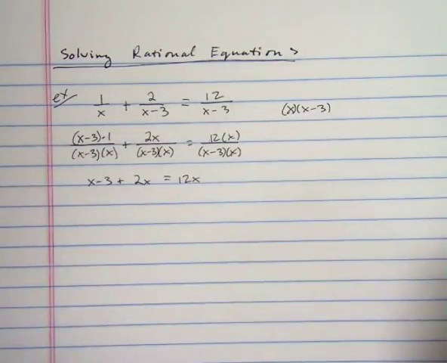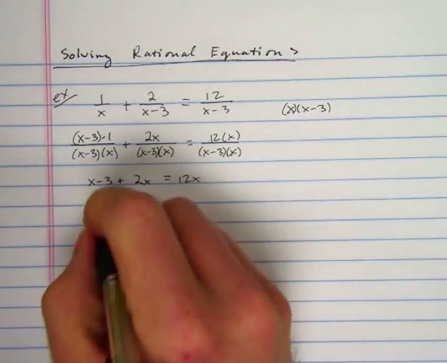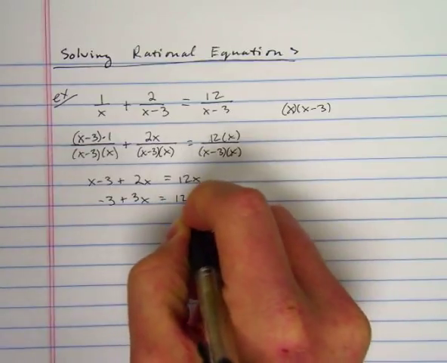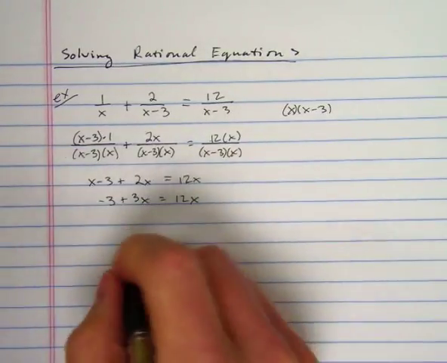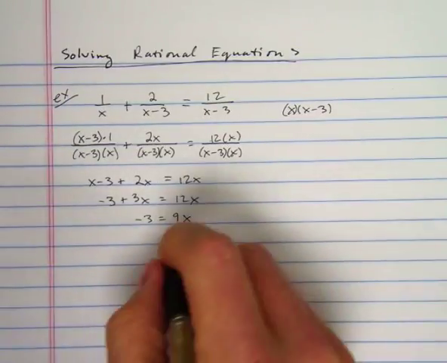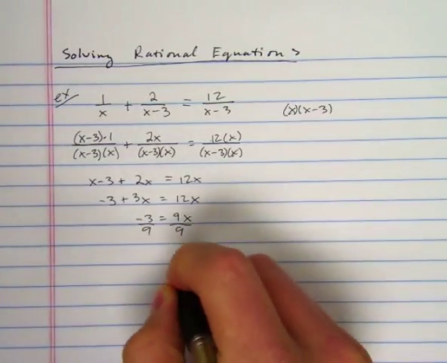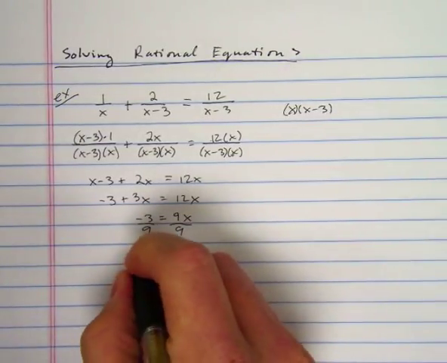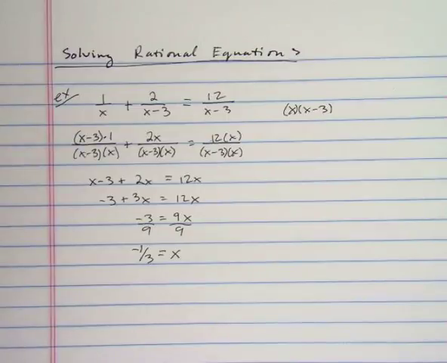solving the top. So if I simplify this, x and a 2x, that would be 3x equals 12x. If I minus 3x on both sides, I have minus 3 equals 9x. Divide by 9. So x is going to be, and this reduces to, negative 1/3. That is my answer.